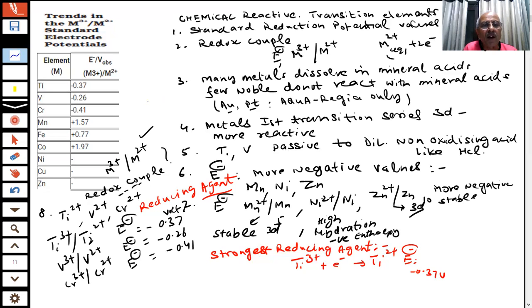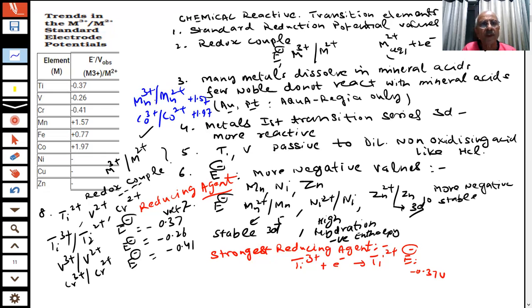So further, now I am talking of Mn3 plus to Mn2 plus, student, and I am talking of cobalt 3 plus to cobalt 2 plus. What are the values of these, students? It is plus 1.57 for manganese. And what is this value? For cobalt, it is plus 1.97. Tell me, will they act as oxidizing or reducing agents?